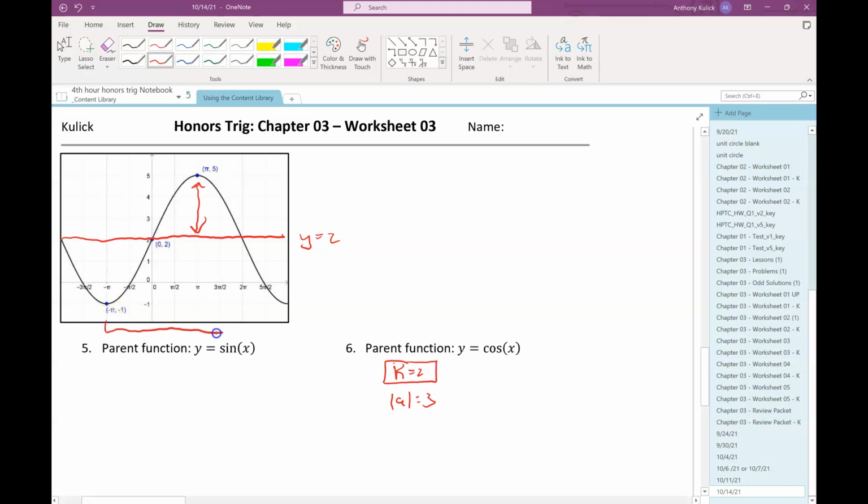Next, I'm going to look at the period. So I'm going to go from minimum to minimum. This minimum's at negative pi. This minimum would be at 3 pi. So the period there is 4 pi. You buy that? And I know that a period is 2 pi times c. So my c here is just 2.